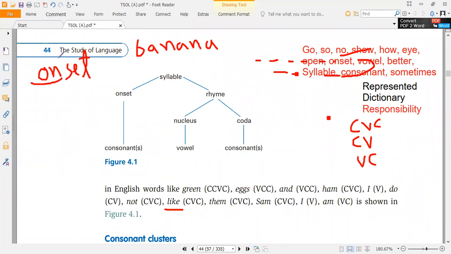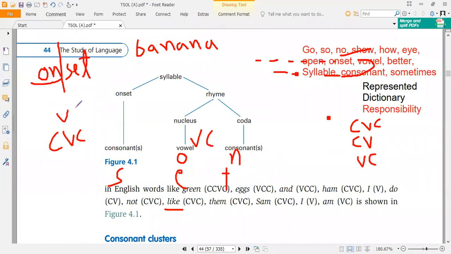We can divide a word into syllables by counting the number of vowel sounds in the word, right? So we have got two vowel sounds, we have got two syllables. Now let's talk about the syllable structure of onset. In on, we have got a vowel sound and an n sound, so the first syllable is VC. The second syllable is set, CVC. So this is how we may talk about the syllable structure of words.